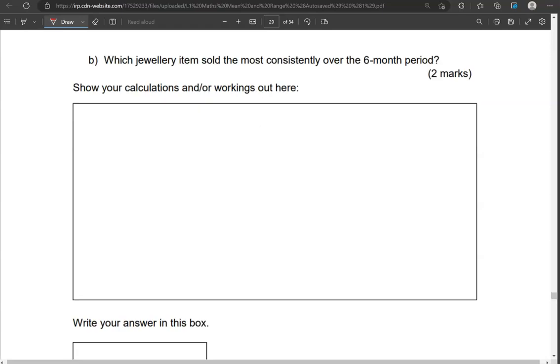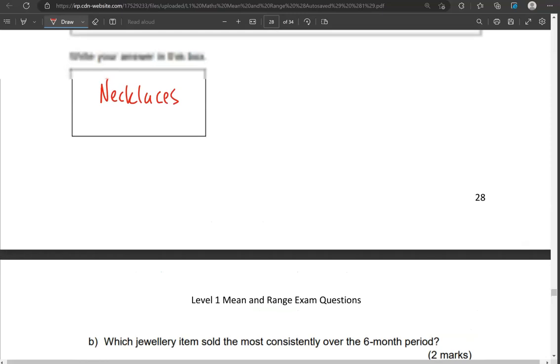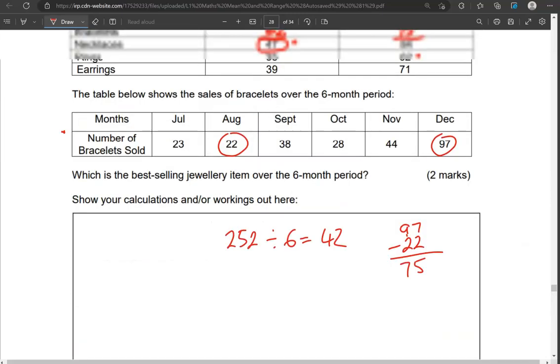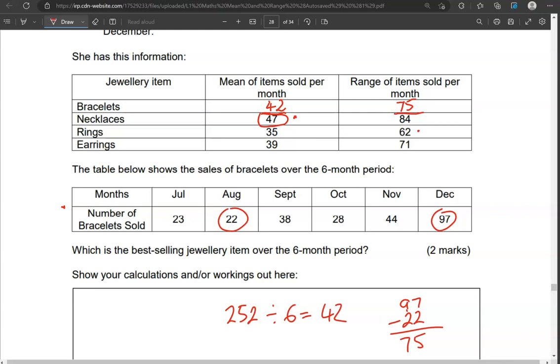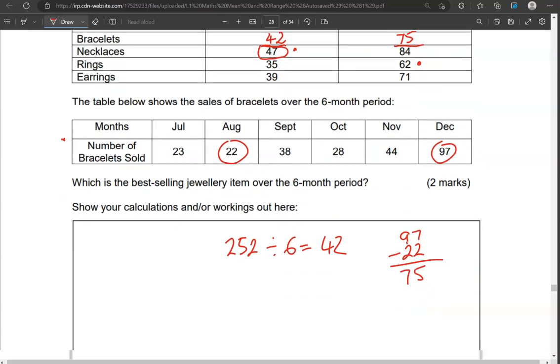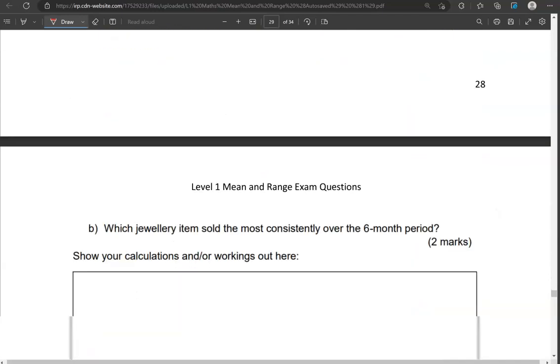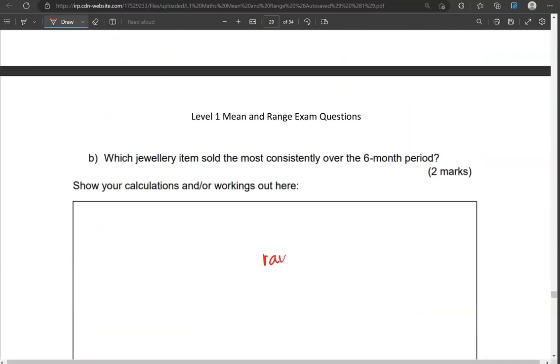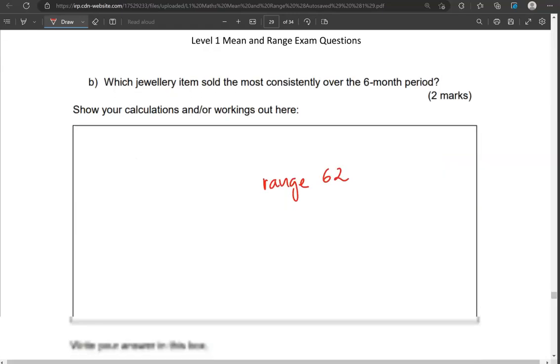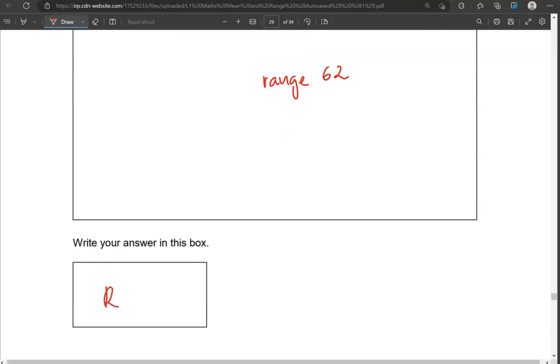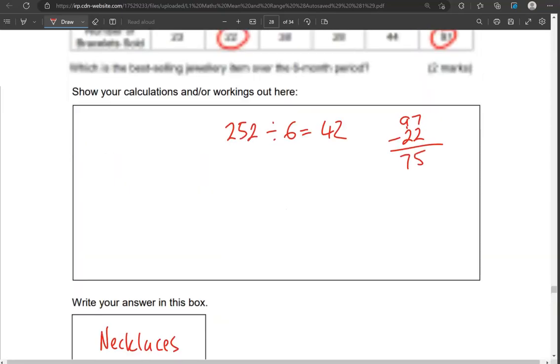Which jewellery item sold the most consistently over the 6-month period? Show your calculations and the workings out here. So that would link to the range. So we identified this earlier. Rings sold most consistently. We've done the working out here for this part as well.